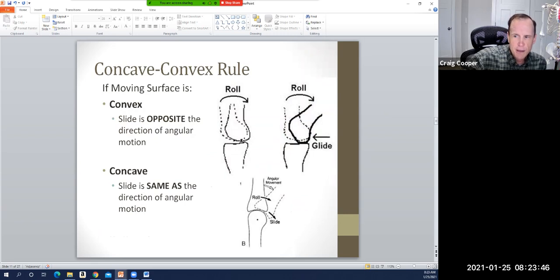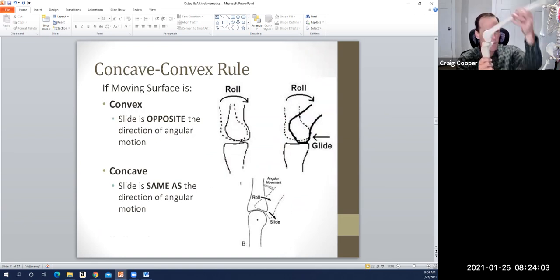All right, so there's our convex and concave. Hopefully that's a review from Kines. When the convex bone is the bone that's moving, the slide's in the opposite direction of the angular motion. And that was the example that I had here. If I'm standing up and my femur is coming up, my femur is moving anteriorly. In order for the joint to stay in contact, it needs to slide posteriorly so it stays on top of the tibia.